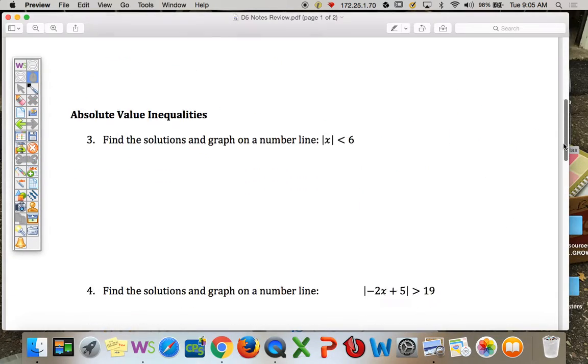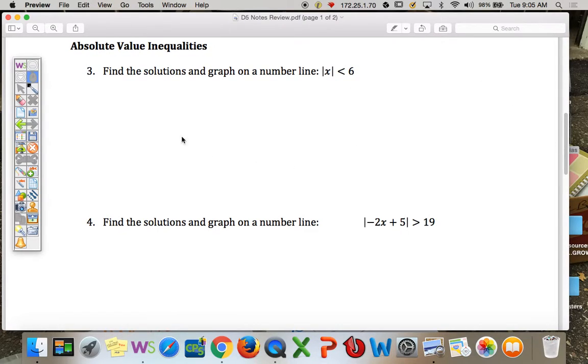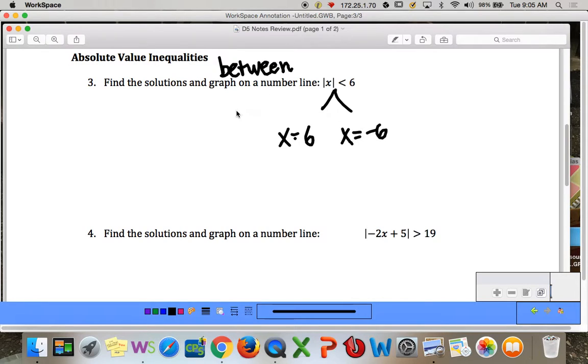The next thing that we looked at was absolute value inequalities, and we looked at two types, less than or greater than. And if it's less than, it's going to be between, so I'm going to write that right here. So if you have the absolute value by itself, you split it up, and we're going to get x can be 6, x can be negative 6, and our answer will be between those.